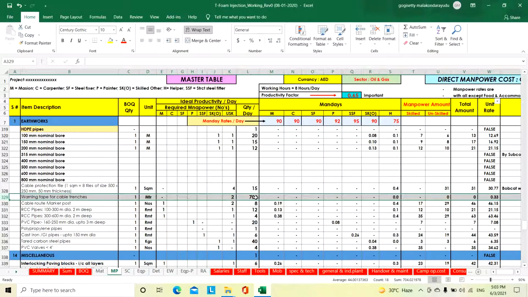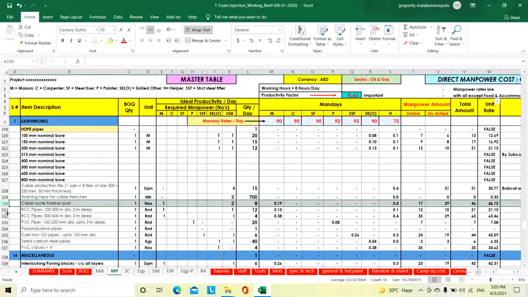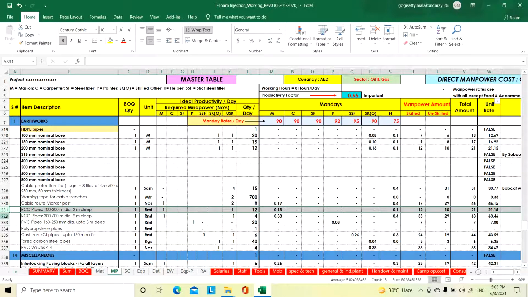Then similarly, warning tape. Two helpers can do 700 meters in a day. So the rate is 0.33 per meter. Then cable route marker post. Then RCC pipe 300 mm dia, 2 meter deep. RCC pipe 3 to 6 mm dia, 2 meter deep. These are the productivities. Mason, helper, 12 meter.